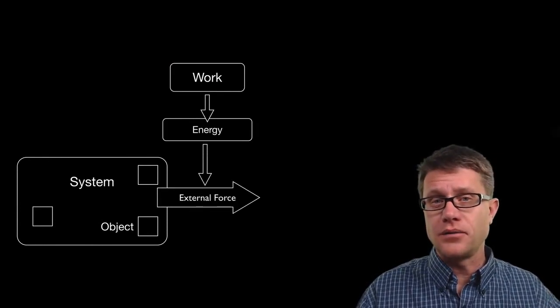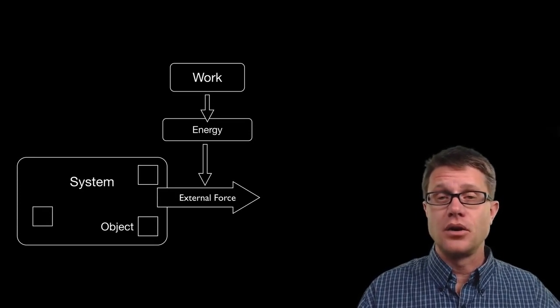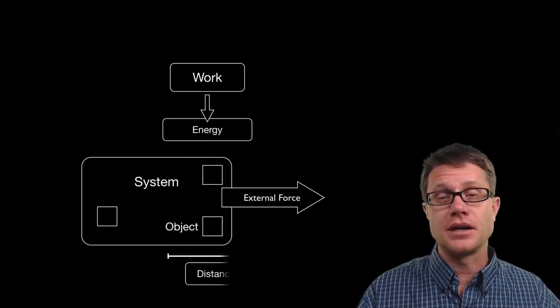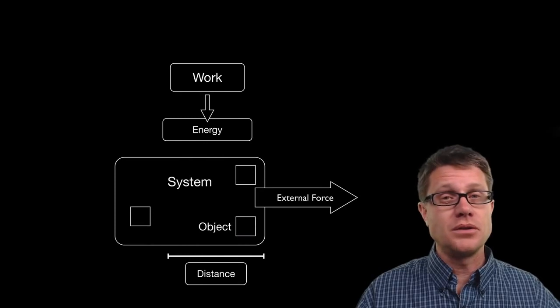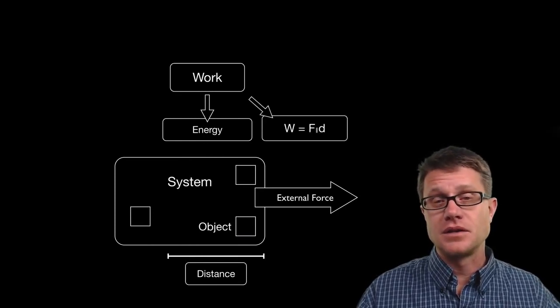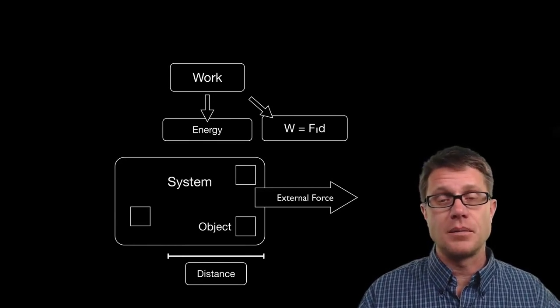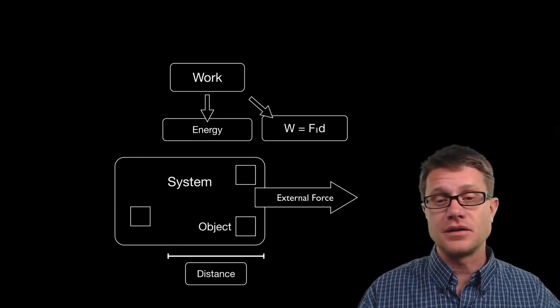Now, if we just apply a force, but there's no motion within the system or the object, no work is done. We have to move it a given distance. But once we do that, work is equal to the force applied times the distance we move the object. And we're going to measure that in joules. It's the amount of work we're doing on the system.